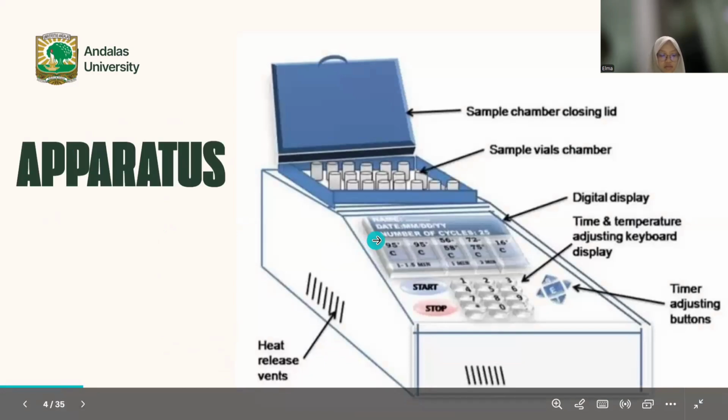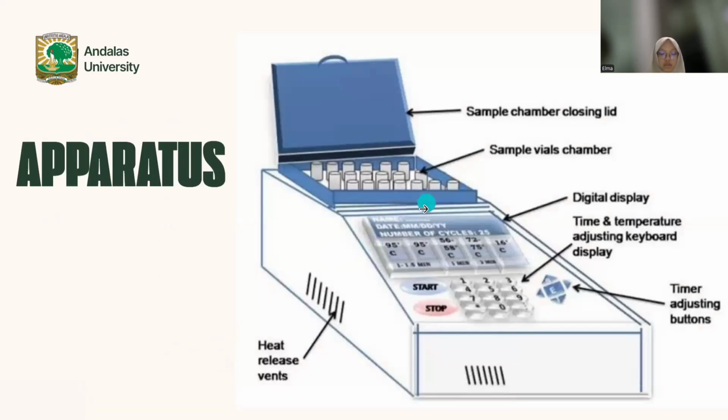And to carry out PCR, we use a thermal cycler, also known as the PCR machine. It holds the sample in small tubes and automatically changes the temperature according to the programmed cycle. This precise control is what makes PCR fast, accurate, and reproducible.